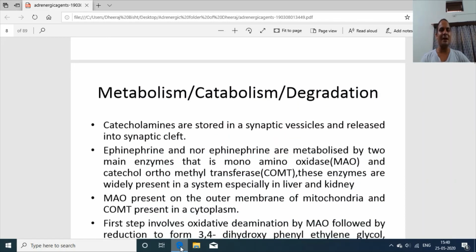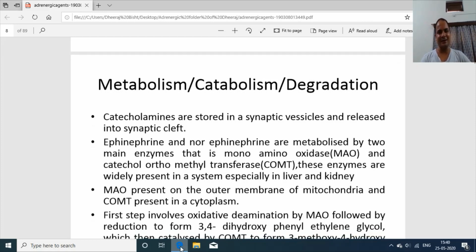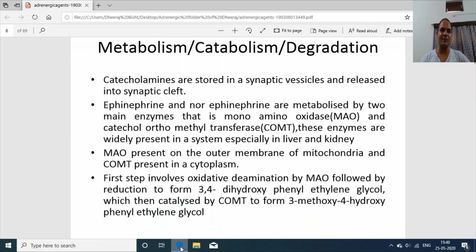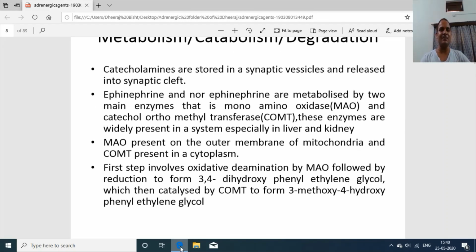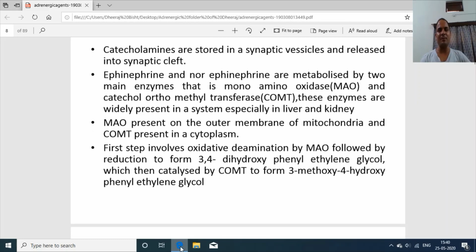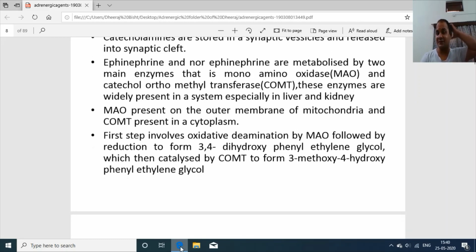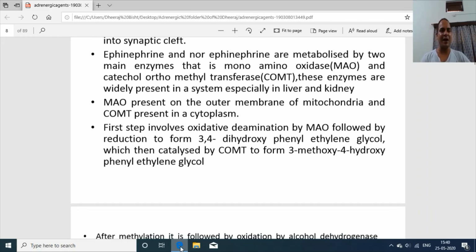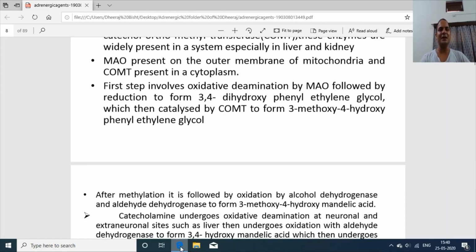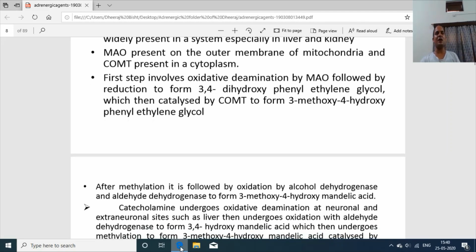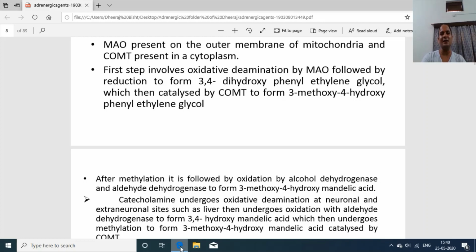Now we come to the metabolism, catabolism and degradation part of these catecholamines. Catecholamines are stored in synaptic vesicles and released into the synaptic cleft. Epinephrine and norepinephrine are metabolized by two main enzymes, monoamine oxidase MAO and COMT, the catechol ortho-methyltransferase. These enzymes are widely present in the system, especially in liver and kidney. MAO is present on the outer membrane of the mitochondria and COMT is present in the cytoplasm.